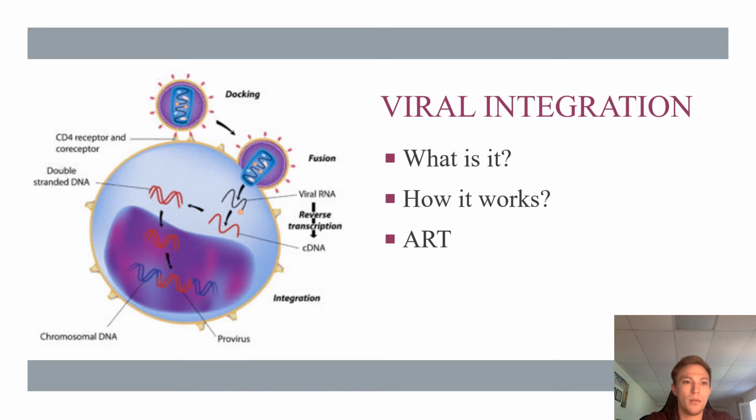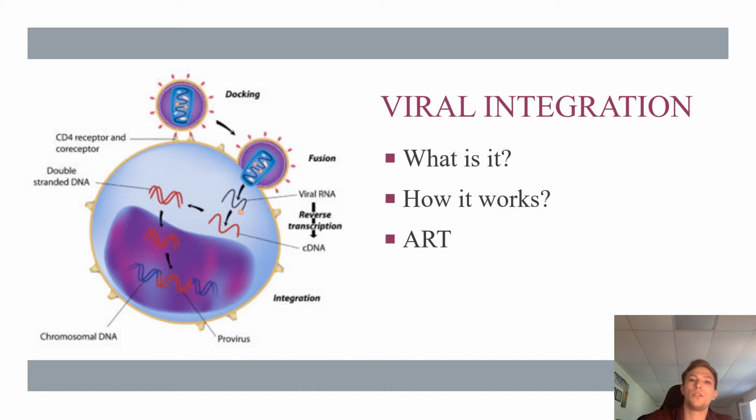So how this works is displayed on the left, in which we have an HIV virus, the human immunodeficiency virus here, and then we have a CD4 cell. So HIV undergoes a process of docking, in which it binds to receptors on the CD4 cell, and then fuses through the membrane into the cell. Once in the cell, the viral RNA is released, reverse transcribed into cDNA, and then turns into double-stranded DNA. And then the viral DNA can now integrate into the chromosomal DNA, which is just the DNA of the cell, through a process of integration.